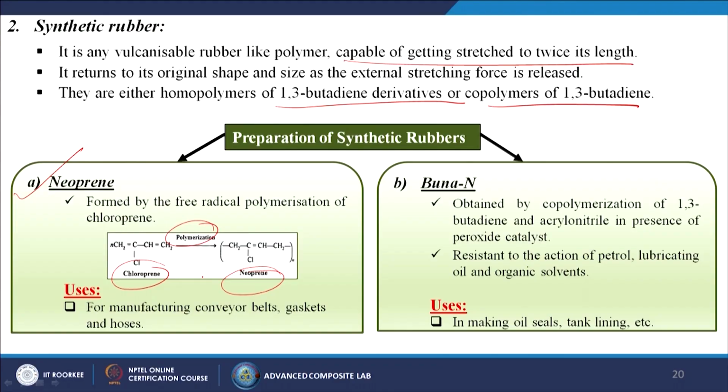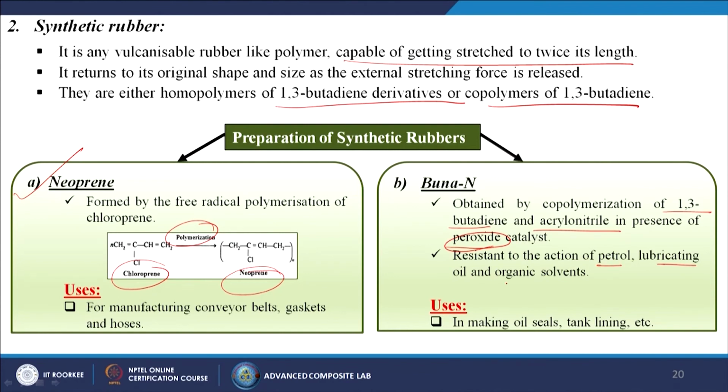Another example is Buna-N, generally obtained by copolymerization of 1,3-butadiene and acrylonitrile in the presence of a peroxide catalyst. As I told already, we generally do the vulcanization with sulfur or a hydrogen peroxide catalyst. It has resistance to the action of petrol, lubricating oil and organic solvents. That is why we generally use Buna-N for oil seals, tank lining and so on.